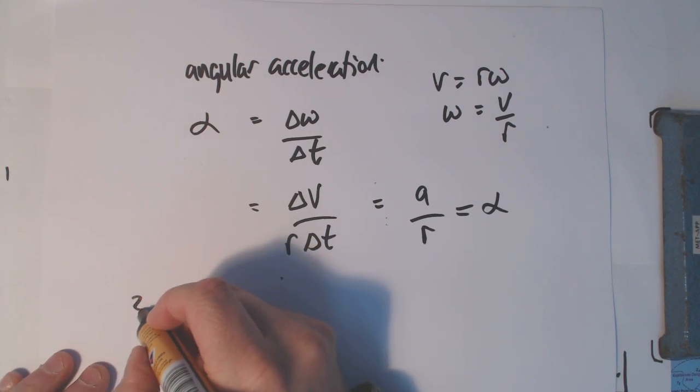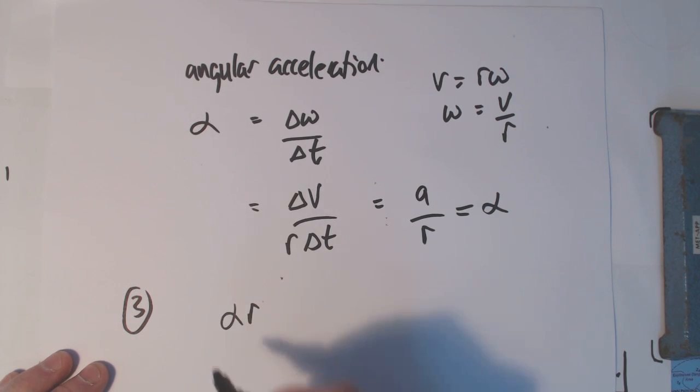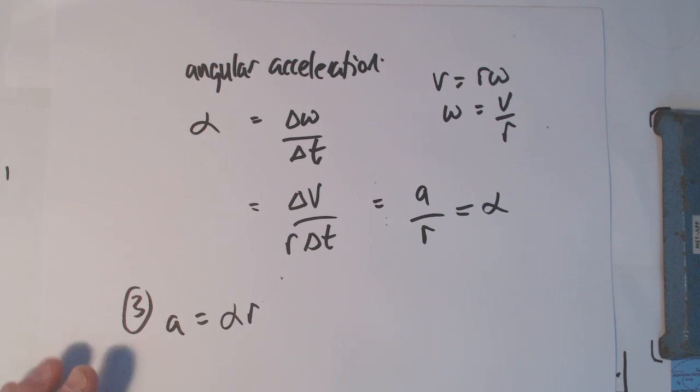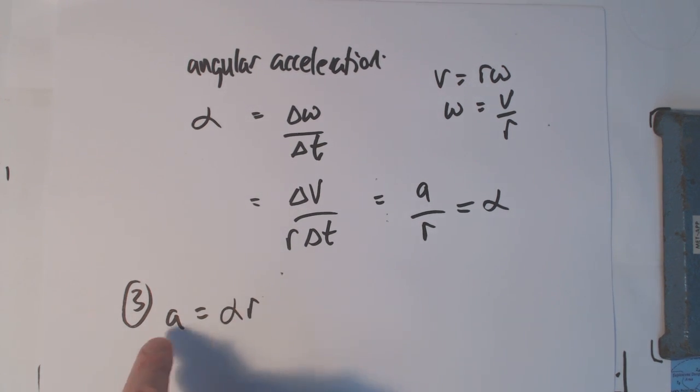So we've got our third formula here, which is just saying alpha r is equal to acceleration. So this is linear acceleration, that's angular acceleration, and you just multiply by the radius. Same thing we do, we just multiply the angular one by the radius to get the linear one.